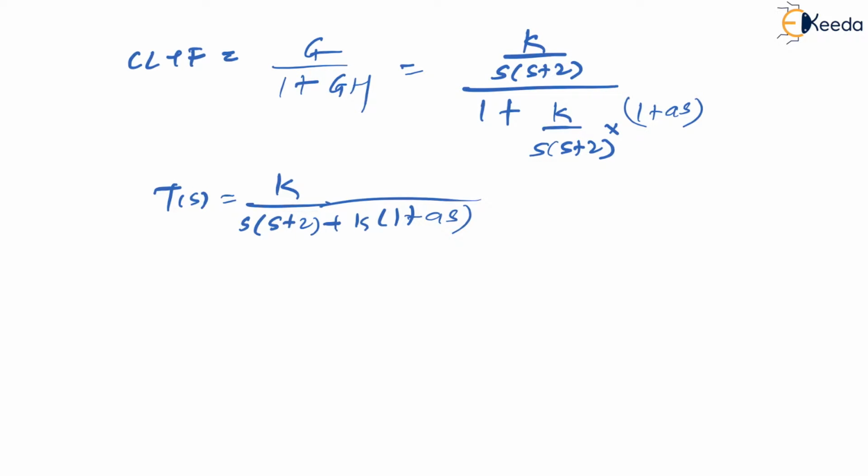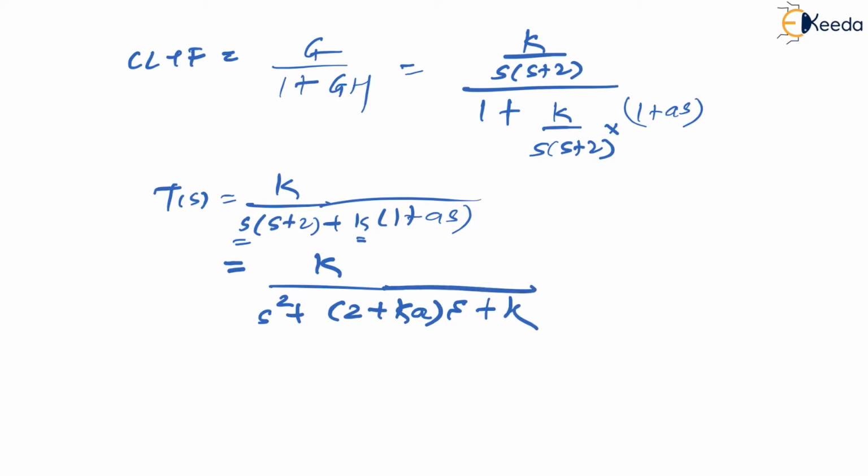Now let me try to show it in terms of a standard second order system. I will take this s inside, this K inside, and see what happens. I'll get s squared plus (2 plus K a) s plus K. This is what we get for T(s).